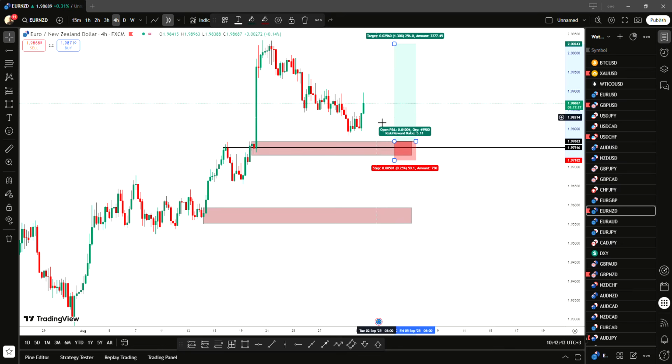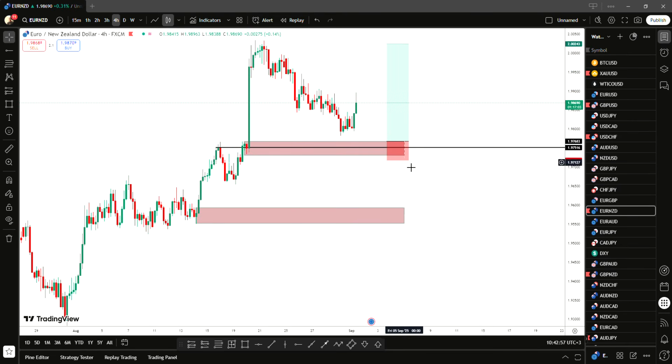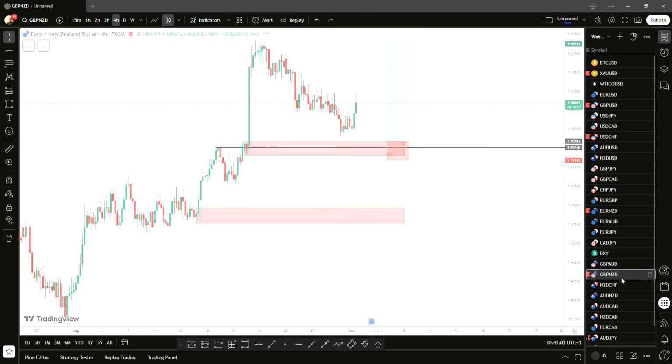So you would be stopped out, and then price proceeds in the direction. Remember, if price never comes back to your zone, do not chase the market, just let it go and look for another setup. If it comes back, execute the trade. If it doesn't, just look for another setup. So that was Euro NZD. So we are going to proceed to another trade, that is GBP NZD.